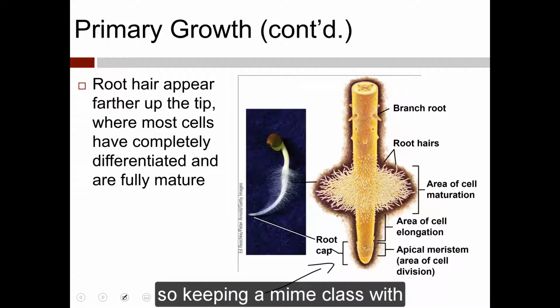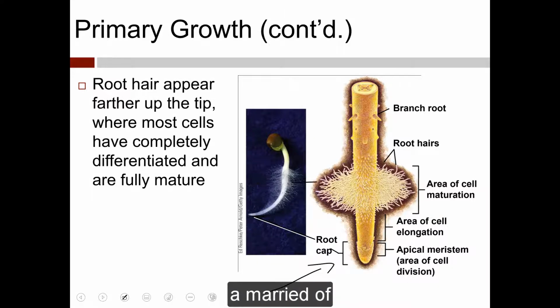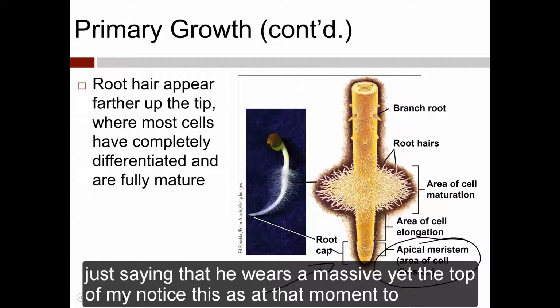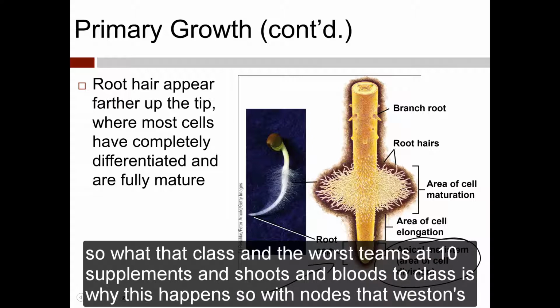Keeping in mind that primary growth occurs at apical meristems. I repeat, primary growth occurs at apical meristems. And I'm not just saying that the apical meristem has to be at the top of the plant. Notice this at that root tip. So with that, apical meristems at tips of roots and shoots and buds too is where this happens.